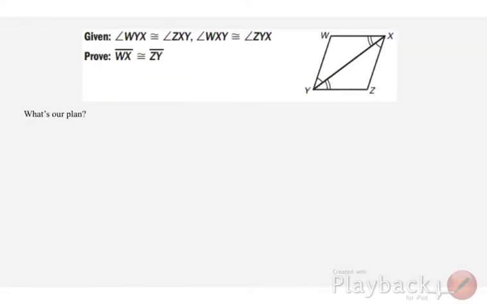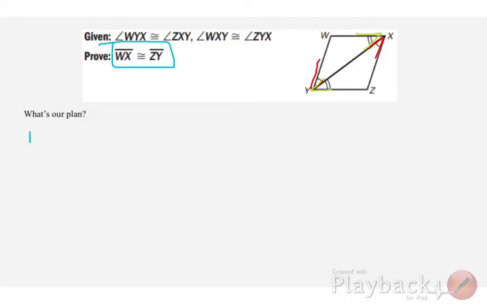All right, so at this point, I would pause things and start trying to go over things yourself, all right? So on this triangle, we know that WYX, so this angle here, is congruent to this angle here, and we know that this angle here is congruent to this angle here. And we want to prove that WX is congruent to ZY. Our plan is essentially the same.